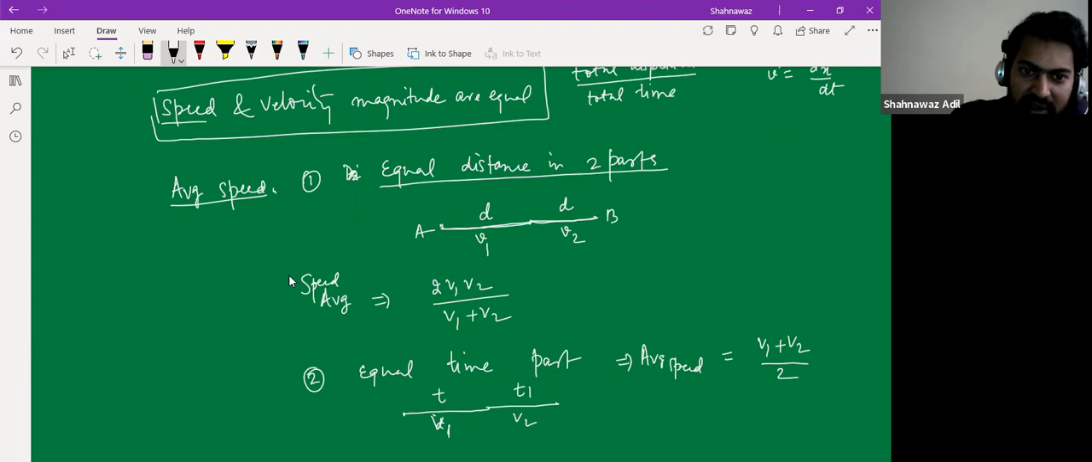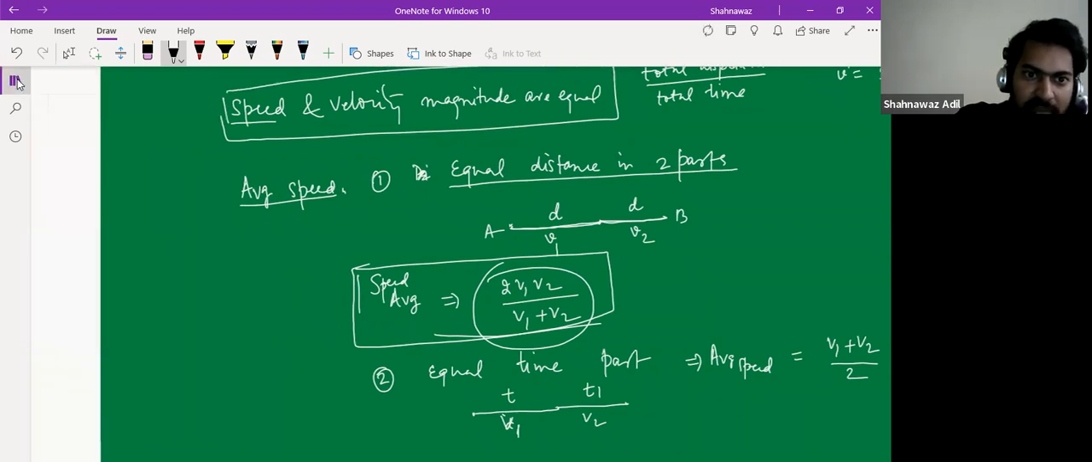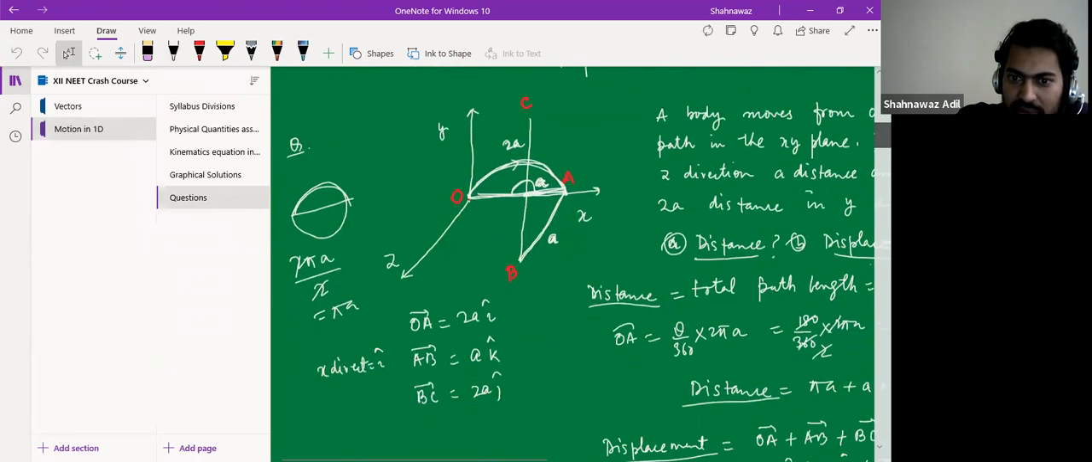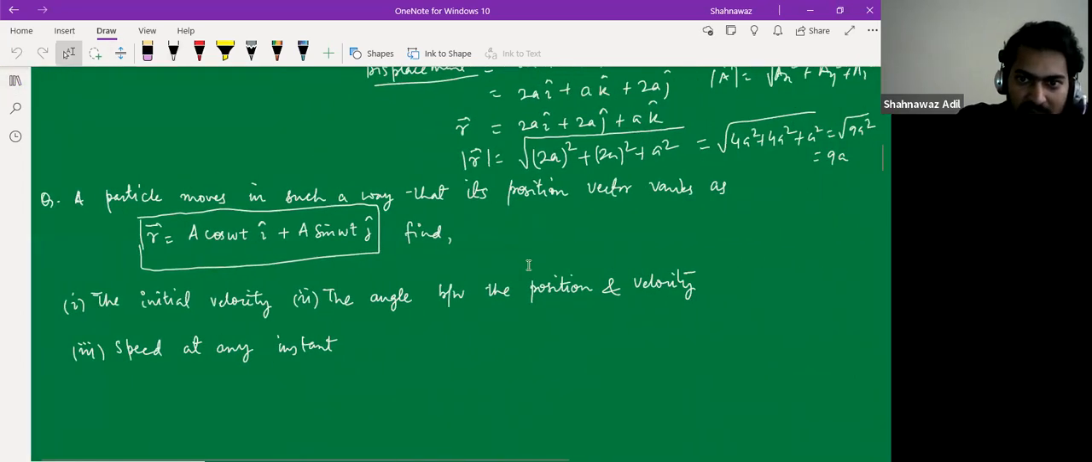Should I derive this? Because there is one question in that you will see that this is coming like this. So I have one question, and when we'll be solving that question, this will be useful. So let's do some questions on the basis of this. So this one. The position is given. A particle moves in such a way that its position vector varies as r. Okay. So what will be the initial velocity?